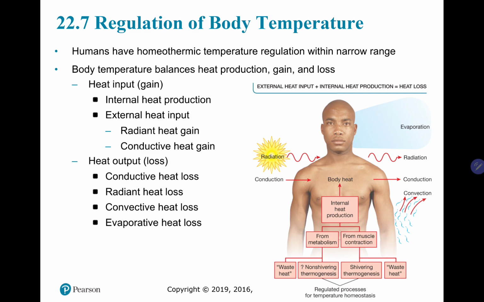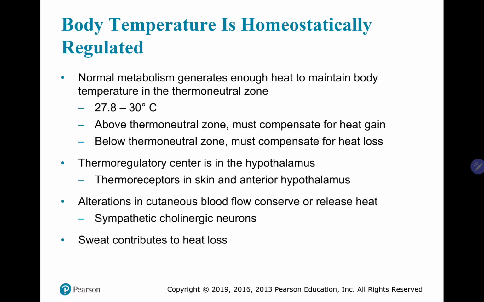Humans have homeothermic temperature regulation within narrow ranges, so we can't get too hot or too cold. Body temperature balances heat production, heat gain, and heat loss. Heat input, which is gain, would be external heat input from the sun, or internal heat production from muscle contraction and cellular metabolism and processes. Heat output is where we lose heat: conductive heat loss, radiant heat loss, and evaporative heat loss, where you sweat and the heat is carried away through your sweat.